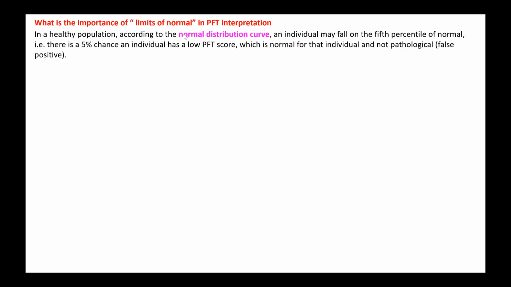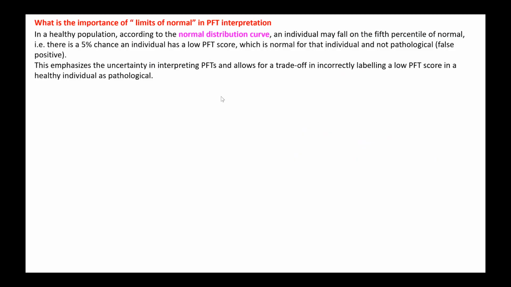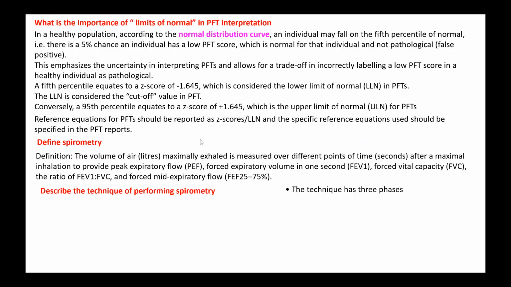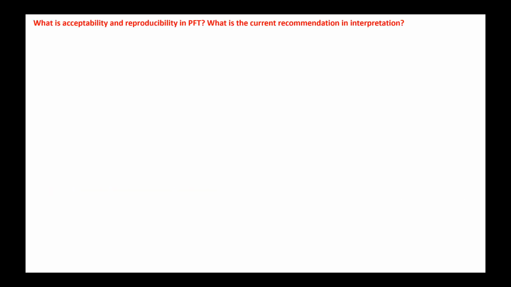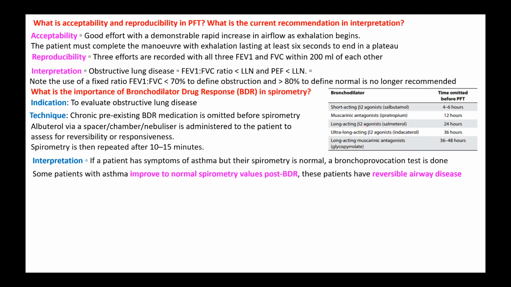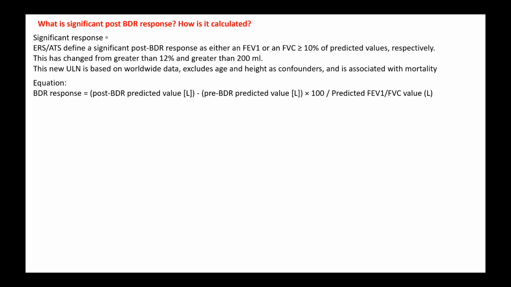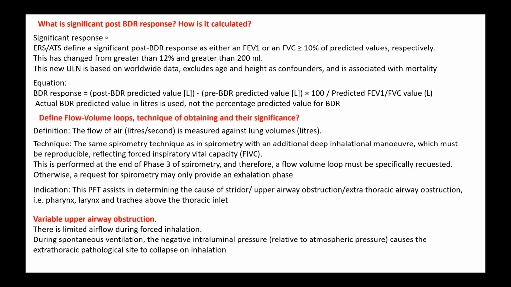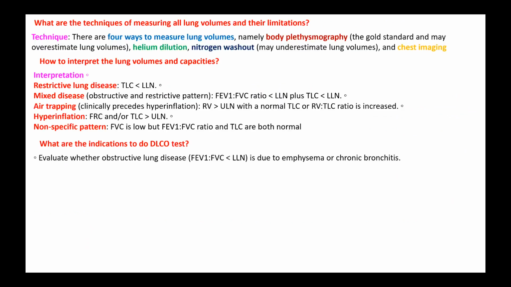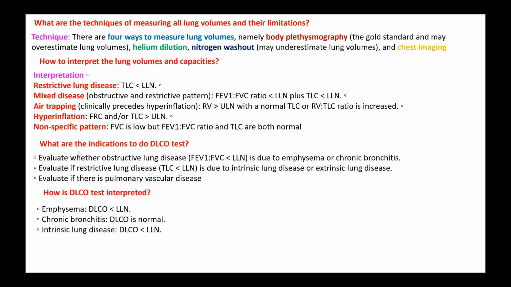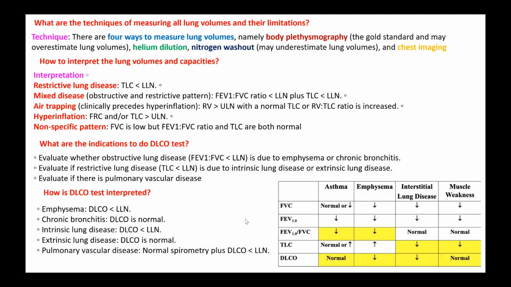And what is the importance of limits of normal in PFT interpretation? A healthy population, according to the normal distribution curve, will fall within the limits. The technique of performing spirometry, the significance of bronchodilator response, and flow volume loops. DLCO test interpretation: in emphysema it is less than the lower limit of normal; in chronic bronchitis DLCO is normal; intrinsic lung diseases will also have lower than normal; in extrinsic disease it will be normal. These will be the features in all these various lung disorders.